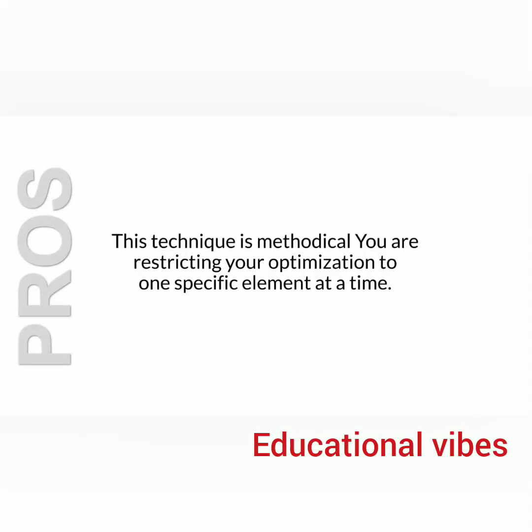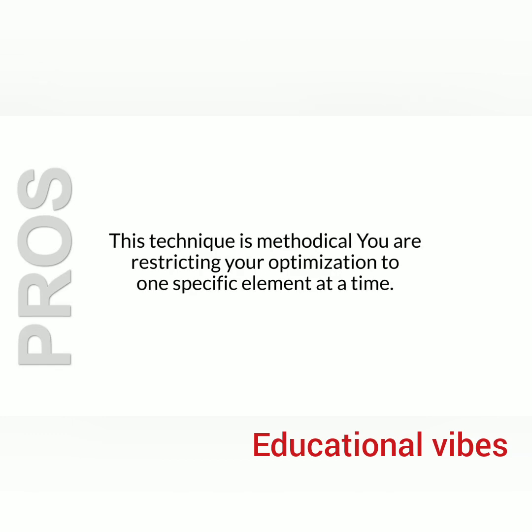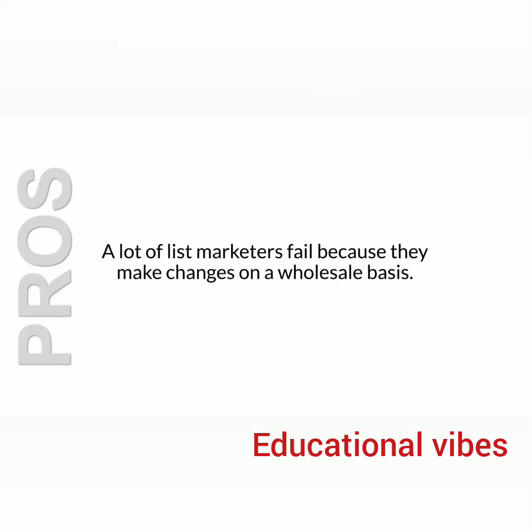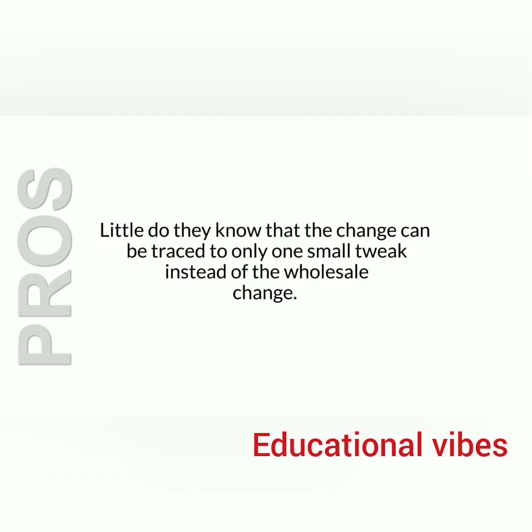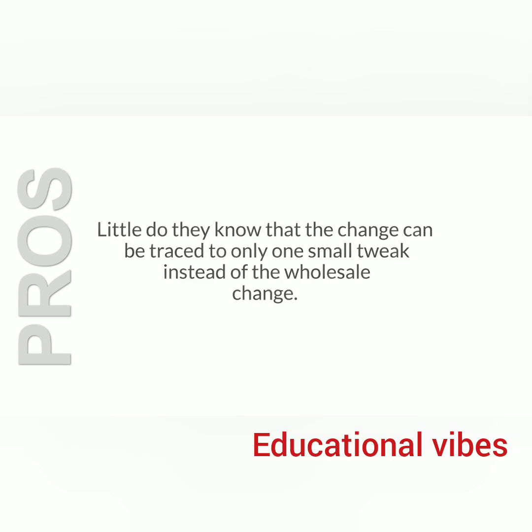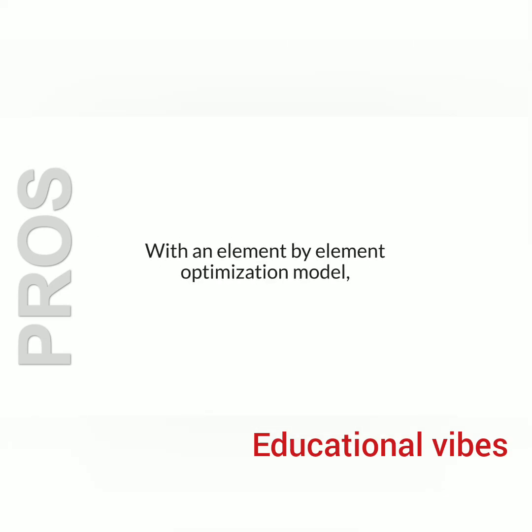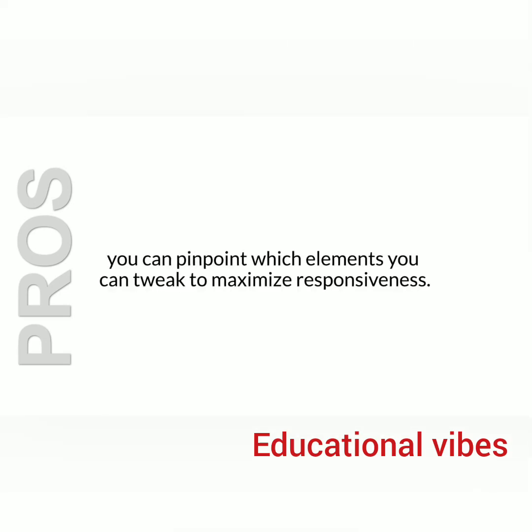Advantages. This technique is methodical because you're not just coming up with wholesale changes across the board. Instead, you're restricting your optimization to one specific element at a time. This removes all sorts of guesswork. A lot of list marketers fail because they make changes on a wholesale basis. They notice that their original email package is not getting any results, so they come up with a completely new package and then they get results. Little do they know that the change can be traced to only one small tweak instead of the wholesale change. But the problem is, they're clueless about this. They wouldn't know. With an element-by-element optimization model, you can pinpoint which elements you can tweak to maximize responsiveness.